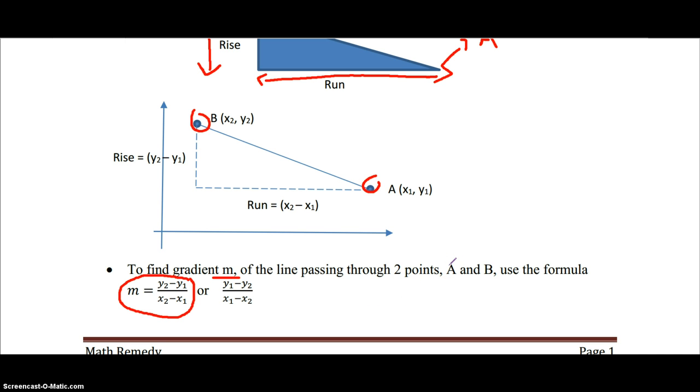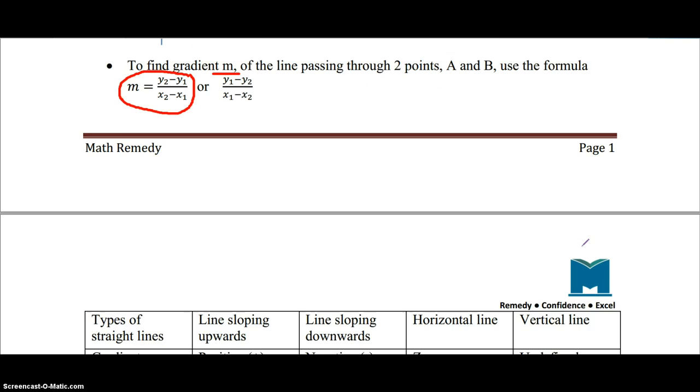Now, we give the two coordinates A and B with their individual x and y coordinates. This is the x coordinate, this is the y coordinate. We give the first point x1 and y1, and for the second point we call it x2 and y2. You substitute all the points into this formula and you can find the value of m.